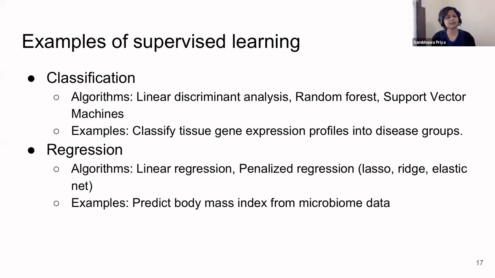Now some examples of classification problems. First of all, there are different algorithms to do classification, such as linear discriminant analysis, random forest, or support vector machines. An example is, given a tissue gene expression profile, like a host transcriptomics profile, you have to classify the samples based on the gene expression profile into different disease groups.